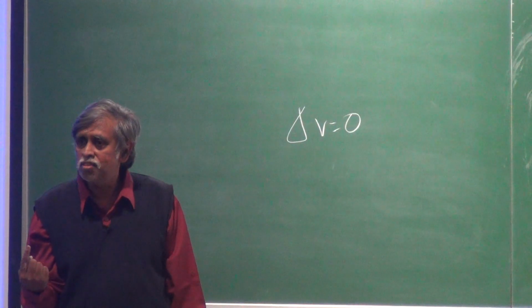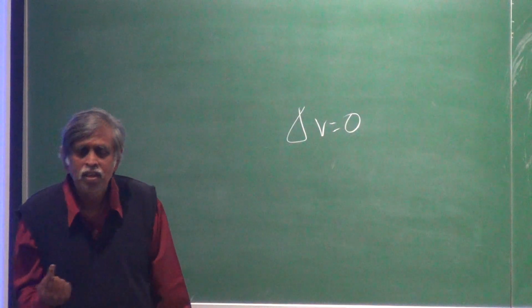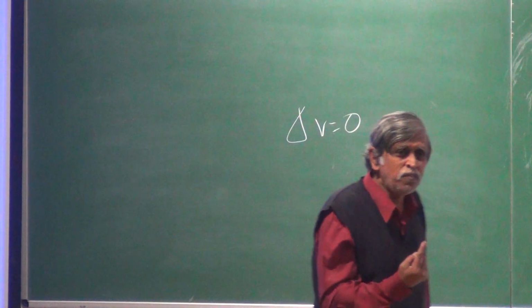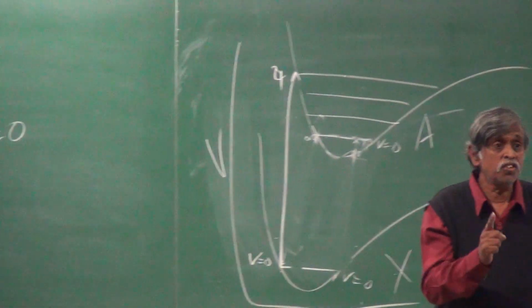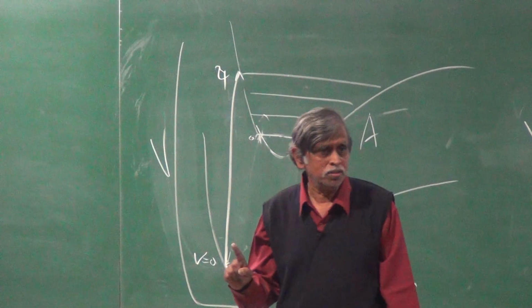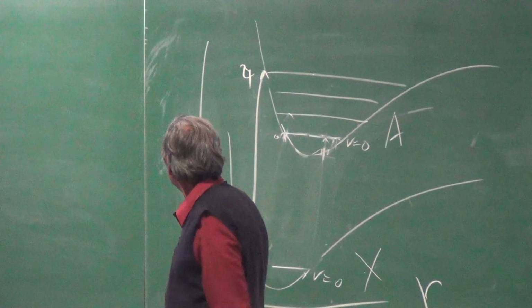internuclear distance has to be the same just before and just after. Velocities have to be the same just before and just after. And if the transition violates even one of these, such a transition is not going to be possible. In this case, that's not possible.